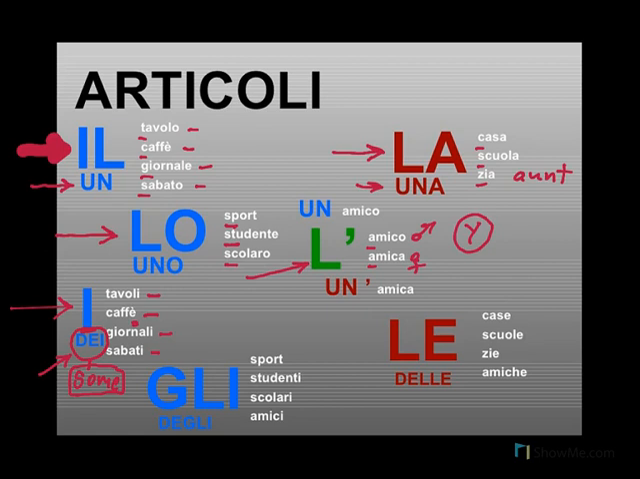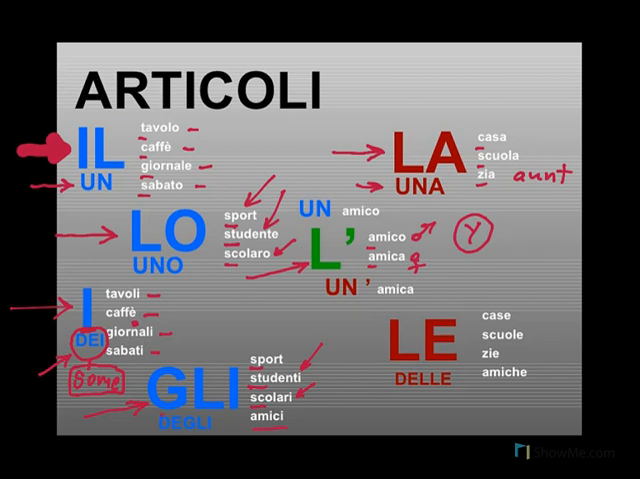Then you have gli in here, not pronounced as li, but pronounced with a very soft L. It is very soft, and your tongue is supposed to be flat on your palate. Gli sport, and it's the plural of the sport that you have here. Gli studenti, and this is the same, studente, here studenti. Gli scolari, you have here the plural of the same word, scolaro. Gli amici.